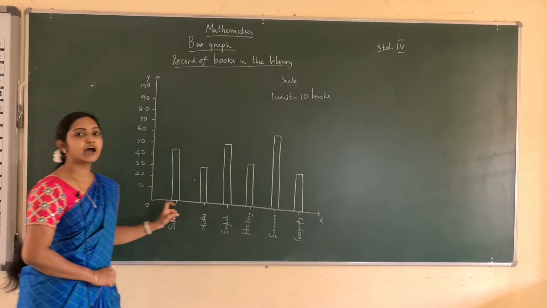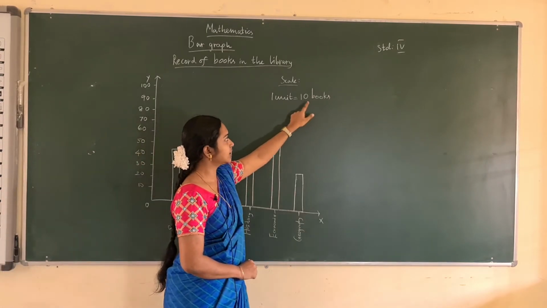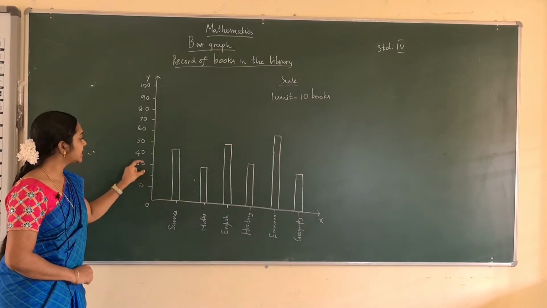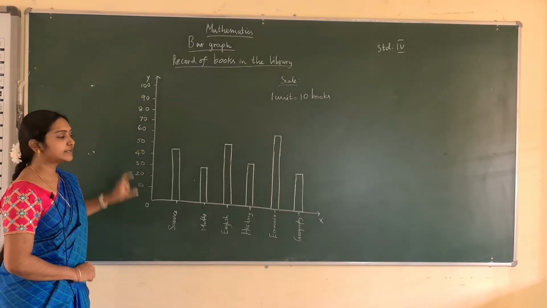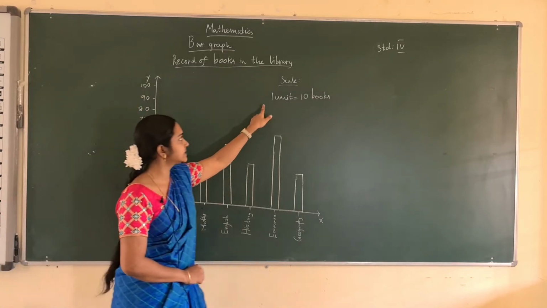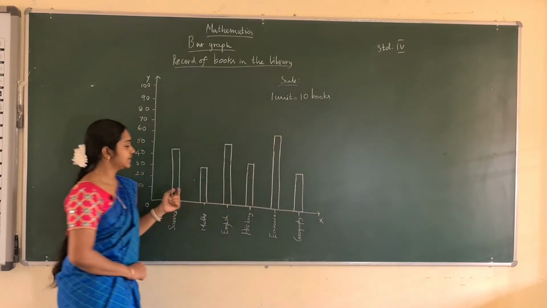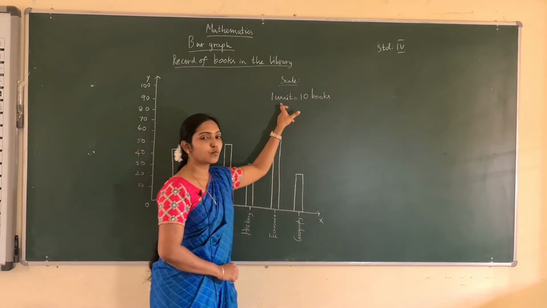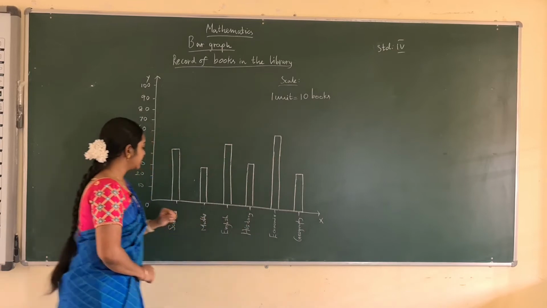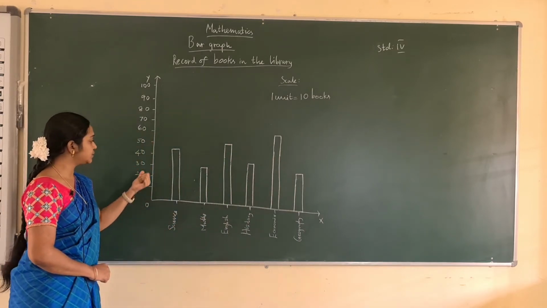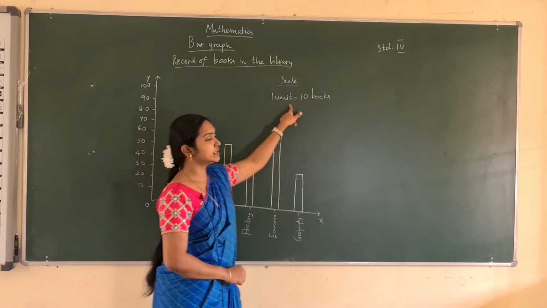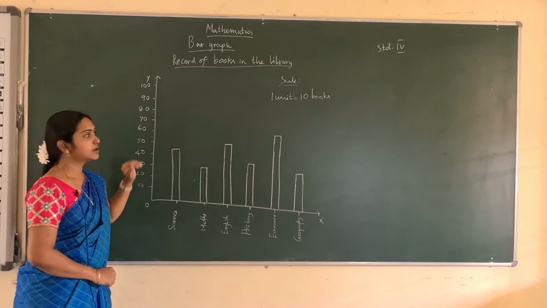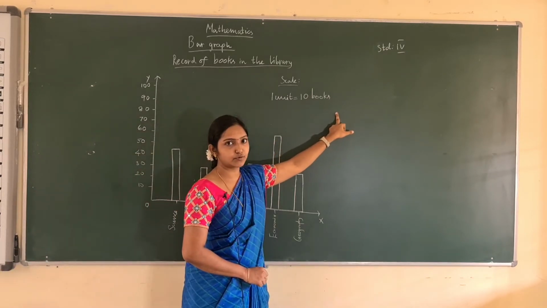For a graph we have to write the scale, that is 1 unit equal to 10 books, because here we have taken the measurements in a difference of 10 units. Here if the numbers are 2, 4, 6, 8, 10, then the scale is 1 unit equal to 2 books. If the scale is represented as 0, 1, 2, 3, 4, then 1 unit is equal to 1 book. So here it is in the difference of 10, so 1 unit equal to 10 books.